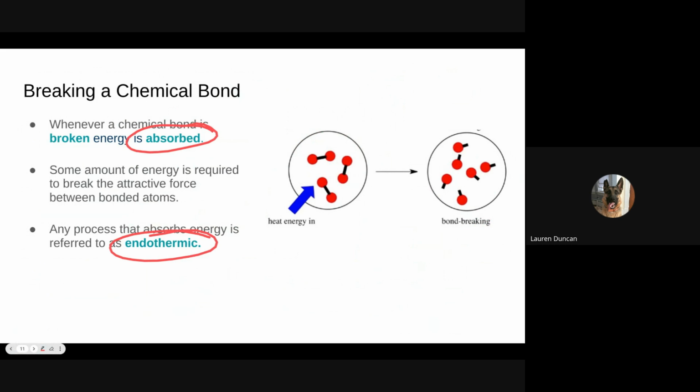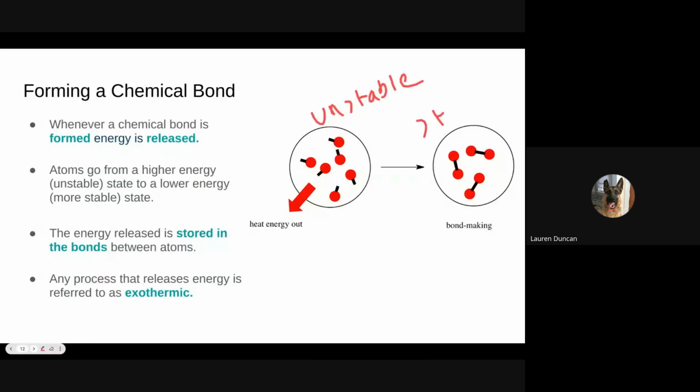Forming a chemical bond, you're going from unstable individual atoms to a more stable bonded state. You're going from a state of higher energy to lower energy. So when bonds form, energy is released as the atoms become more stable via the bonds they've made. The energy that is released is actually stored in the bonds themselves, and we'll talk about that more.